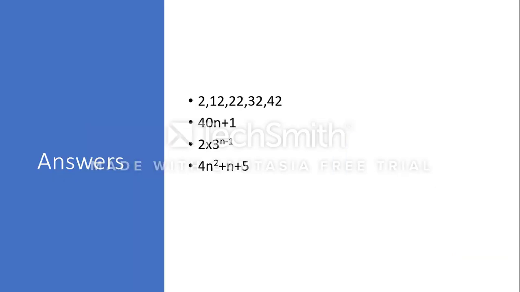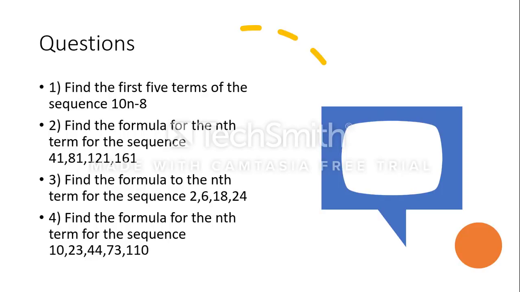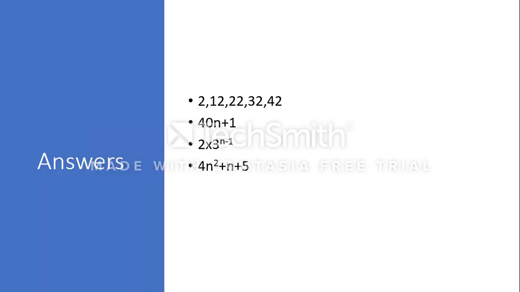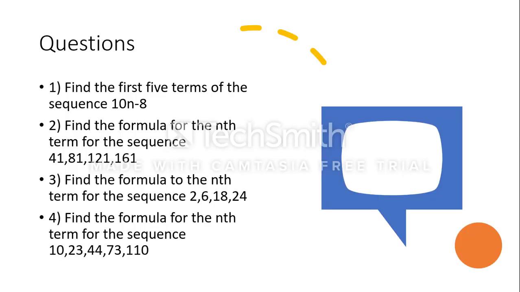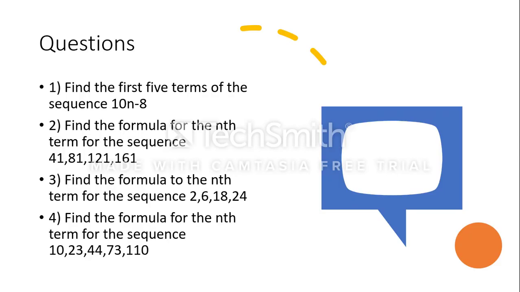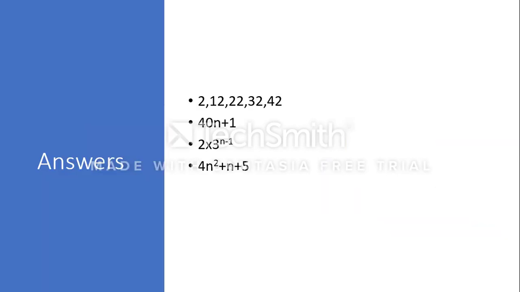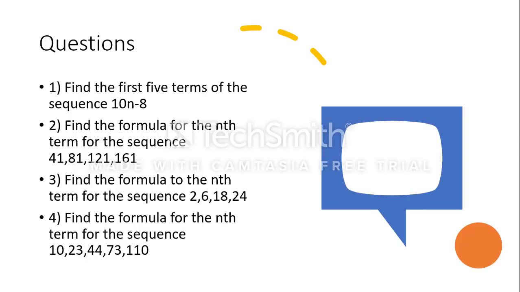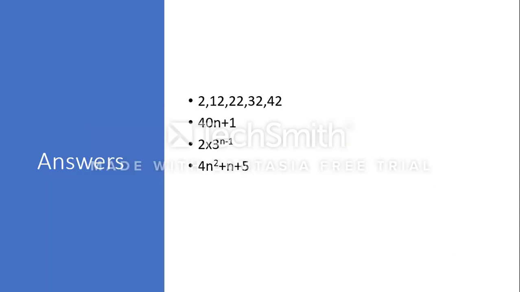So now the answers. The answer to the first question, which is find the first 5 terms of the sequence 10n minus 8, is 2, 12, 22, 32, 42. And the formula for the nth term for the sequence 41, 81, 121, 161 is 40n plus 1. And then for the geometric sequence 2, 6, 18, 24, it is 2 times 3 to the power of n minus 1. And for the last question, the quadratic sequence 10, 23, 44, 73, 110, the nth term is 4n squared plus n plus 5.